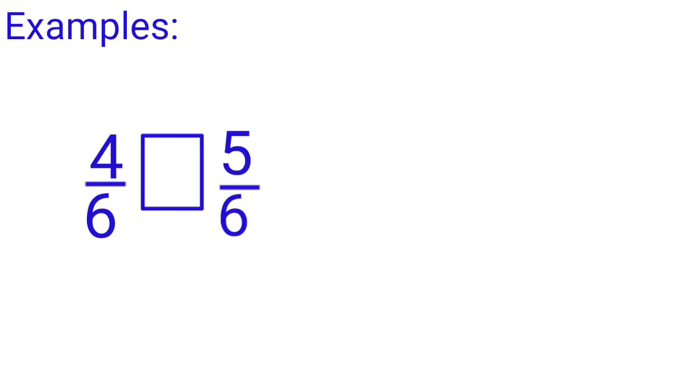Let us look at another example. 4/6 and 5/6. The two denominators are the same. So the one with the largest numerator will be the largest fraction. So 5 is greater than 4. So 5/6 is greater than 4/6. So the sign that will come here is less than, because 4/6 is less than 5/6.